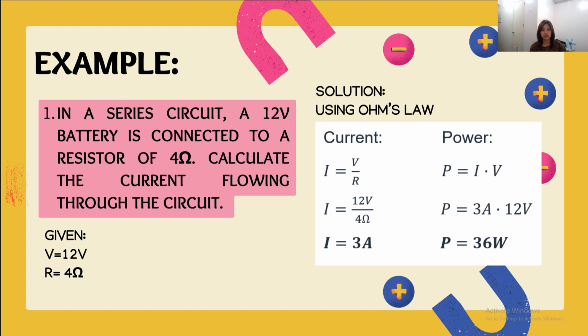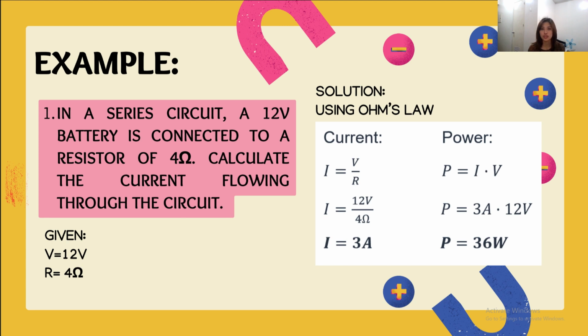Example number 1. In a series circuit, a 12 voltage battery is connected to a resistor of 4 ohms. Calculate the current and the power flowing through the circuit. So, ang given is, meron daw siyang 12 voltage na battery, tapos nakakonect sa resistor na merong 4 ohms.